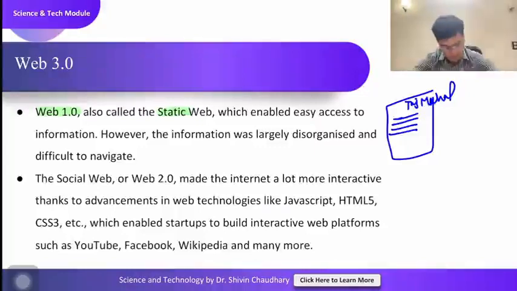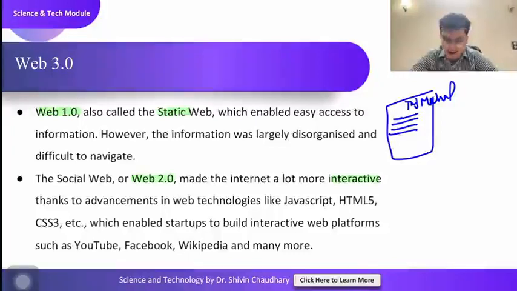Okay, now second is web 2.0. Web 2.0 is the interactive web. What does interactive web mean? You open facebook.com right now and I open facebook.com, and the facebook.com for you and the facebook.com for me will be completely different, right? You open YouTube, I open YouTube, they will be completely different.